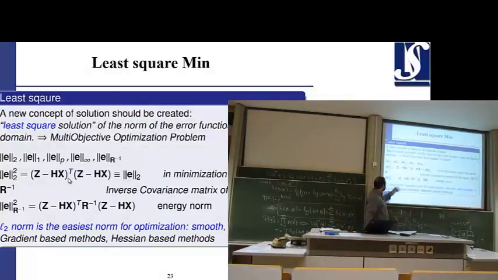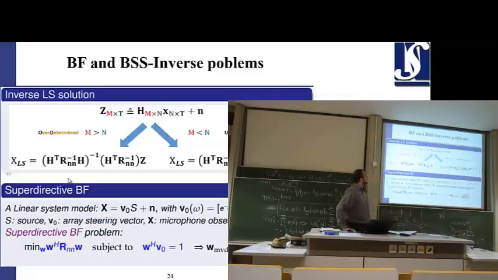So the L2 norm is the solution of this problem, and it's a convex problem. Here, I've written the underdetermined and overdetermined case, the least square solution for the X, for the energy norm case. So if you know the R, you can easily find the least square solution for that.